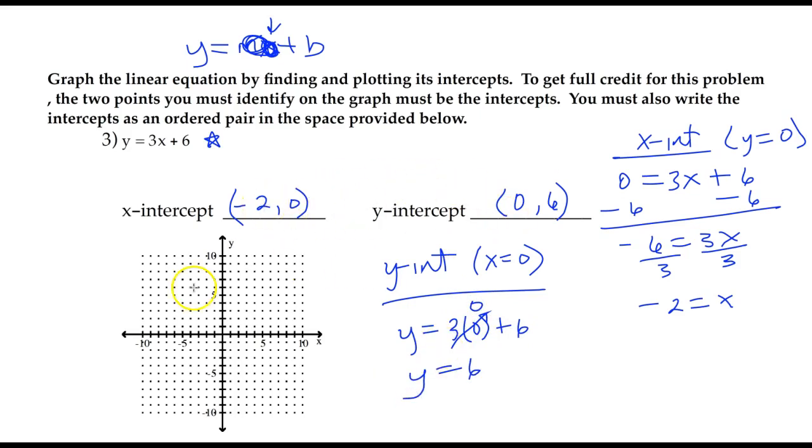So now that we have these 2 points, we just graph them and then draw a line through them. So the point -2, 0, start at the origin, go 2 units to the left, no units up or down. For the y-intercept, no units to the left or right, but we go 6 units up. And then from there, we just draw a line through those 2 points. And that is what our line is going to look like.